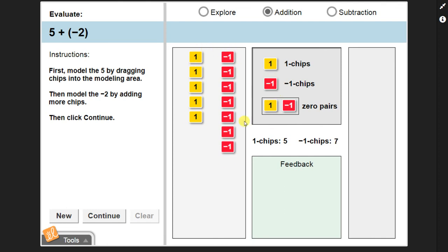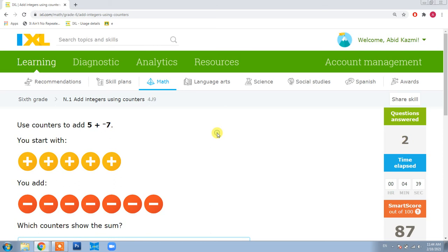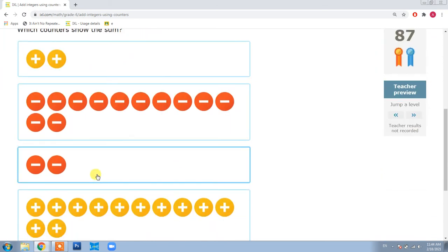Now just cancel out the zero pairs first. So cancel out this, this, this, this and also this. So you can cancel out all of these pairs and you are left with negative 2 counters. That means the answer should be negative 2, right? So this is the right answer.